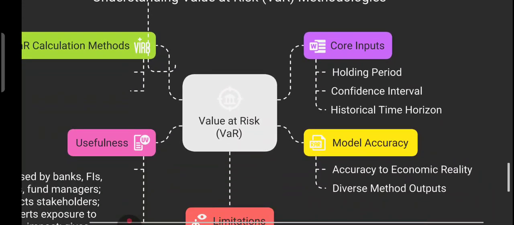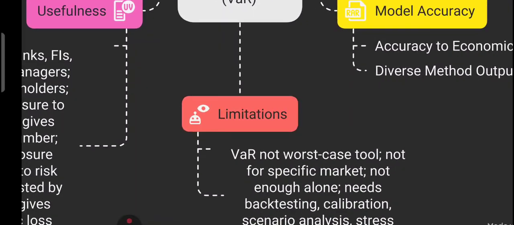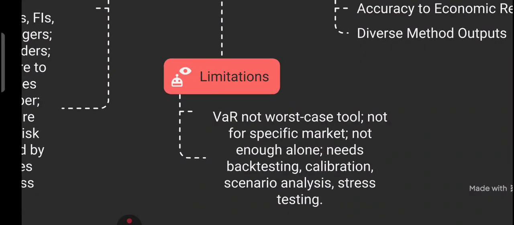If you look at the limitations of VAR, here you can see them. So you know that VAR does not show the worst-case loss, right? It is not tailored to any one specific market event. It is not sufficient on its own. It shall be supported with back testing, calibration, stress testing, and scenario analysis. You have to back it up with stress testing, scenario analysis, back testing, and calibration.